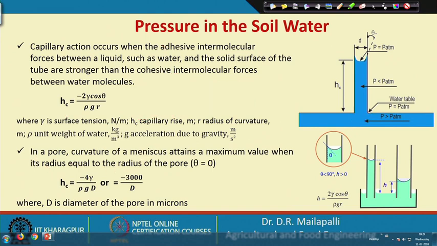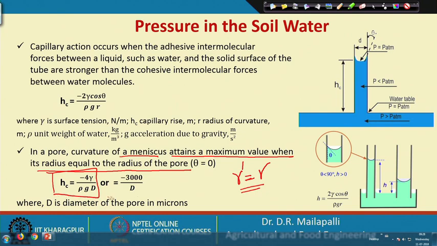Okay, so in a pore, curvature of meniscus attains a maximum value when the radius is equal to the radius of pore, that is theta equal to 0. So, when radius of pore r is equal to radius of curvature, r dash equal to r, that means your theta equal to 0. Okay. So, then you experience the maximum rise.